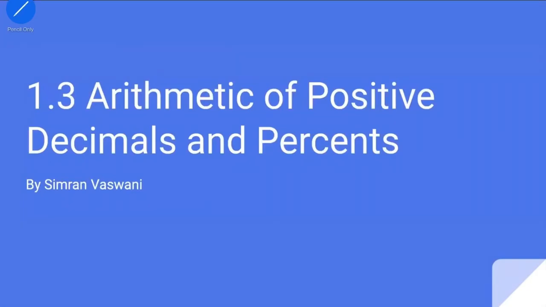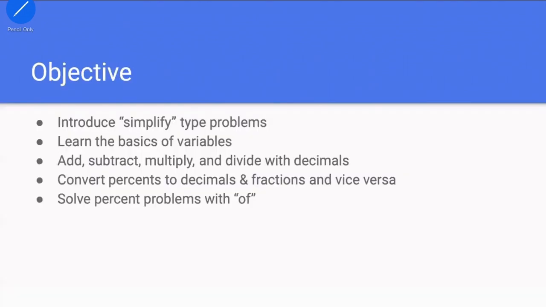Okay, so today we're going to go over 1.3, which is arithmetic of positive decimals and percents. Objective: introduce simplified types of problems, learn the basics of variables, add, subtract, multiply, and divide with decimals, convert percents to decimals and fractions and vice versa, and solve percent problems with of.